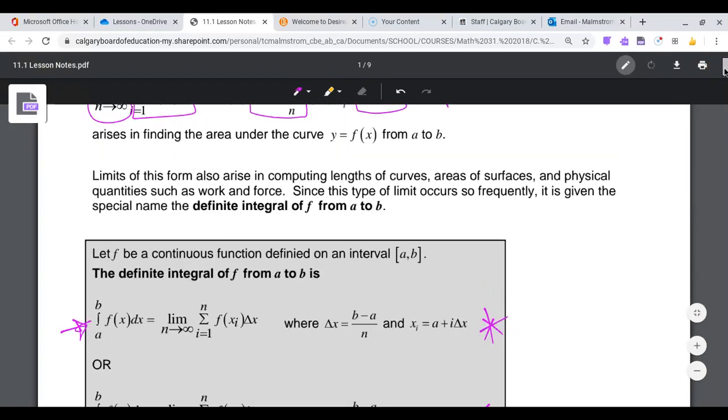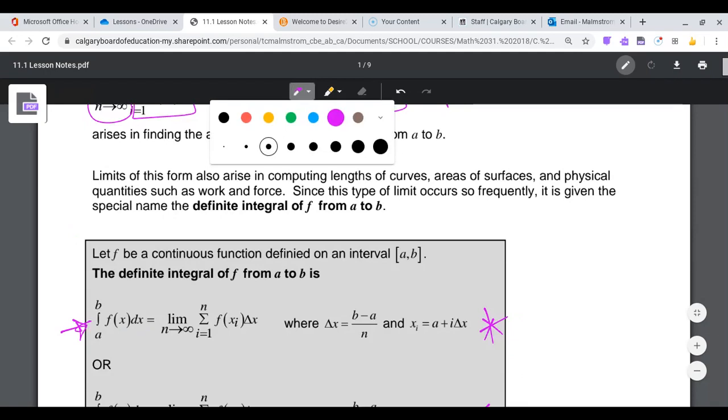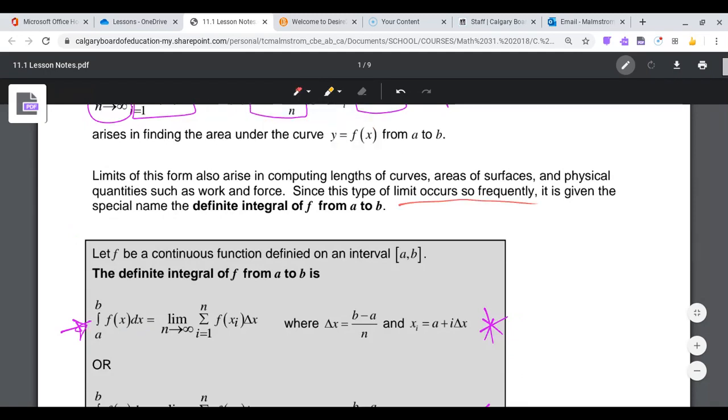So this whole thing, remember, flash back to chapter 2. This limit occurs so frequently. Remember, we ended chapter 1 and started chapter 2, which is the beginning of derivatives. And it was like, oh, it's called the derivative. This limit, the h formula limit, occurs so frequently, it's called the derivative. So this limit is happening so frequently, we call it the definite integral.